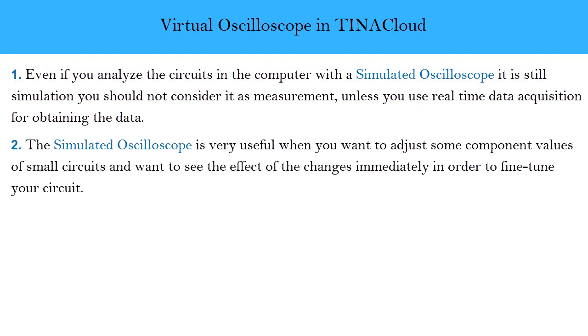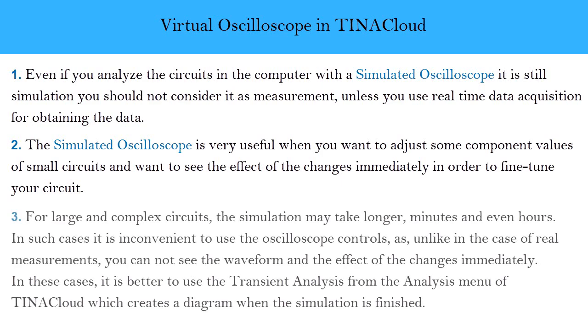The simulated oscilloscope is very useful when you want to adjust some component values of small circuits and want to see the effect of the changes immediately in order to fine-tune your circuit. For large and complex circuits, the simulation may take longer, minutes and even hours. In such cases, it is inconvenient to use the oscilloscope controls, as unlike in the case of real measurements, you cannot see the waveform and the effect of the changes immediately. In these cases, it is better to use the transient analysis from the analysis menu of TINACloud, which creates a diagram when the simulation is finished.